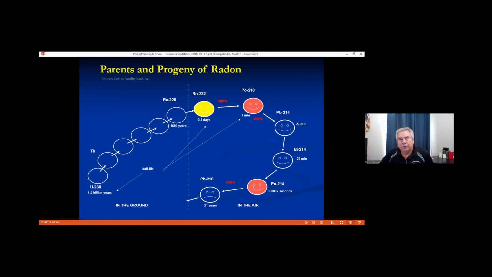So polonium-214 is going to disintegrate and change to lead-210. And the half-life of lead-210 is 21 years. So we kind of say that it's pretty stable at that point, so we don't go on any further.